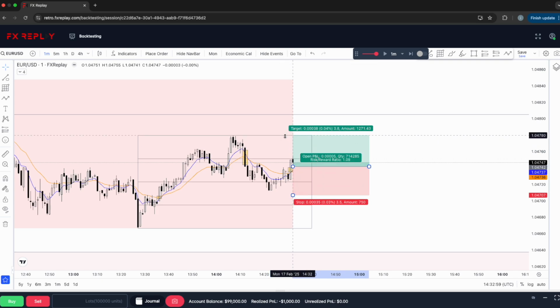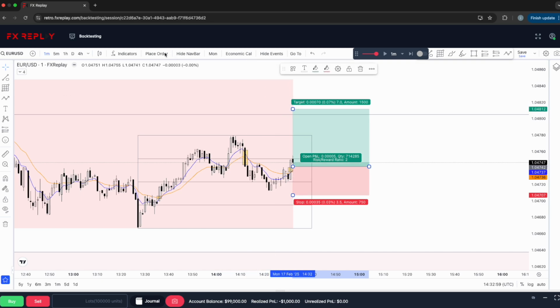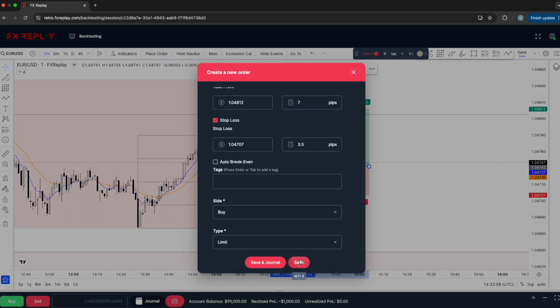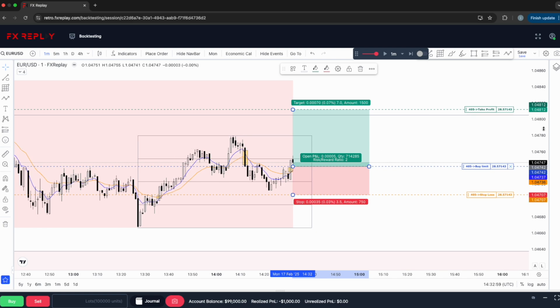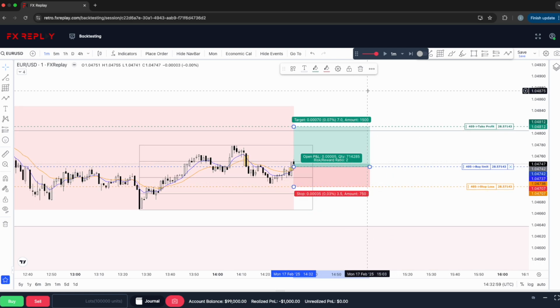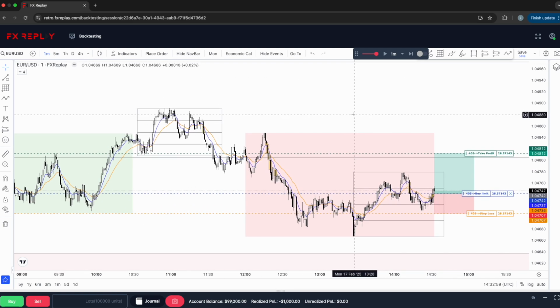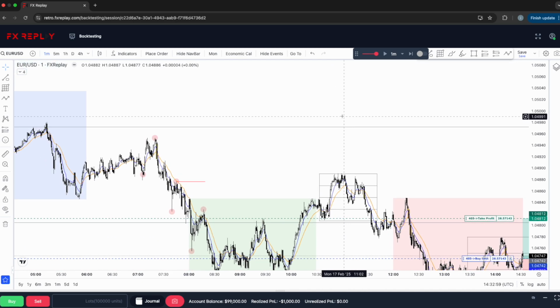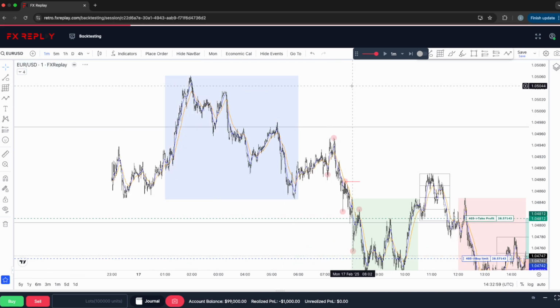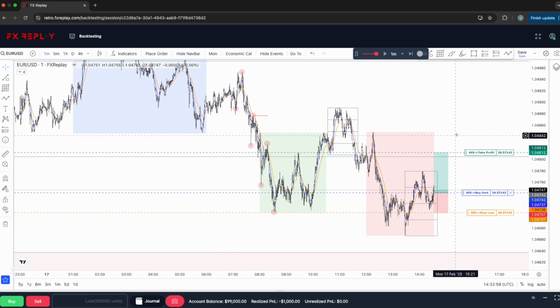And then you can also see that this gives me 1%, but we will target a 1 to 2. So we place the order and let's see what happens. Because essentially our bias for the day is bullish. I'm anticipating that this high, which is all the way up there, is going to be taken.